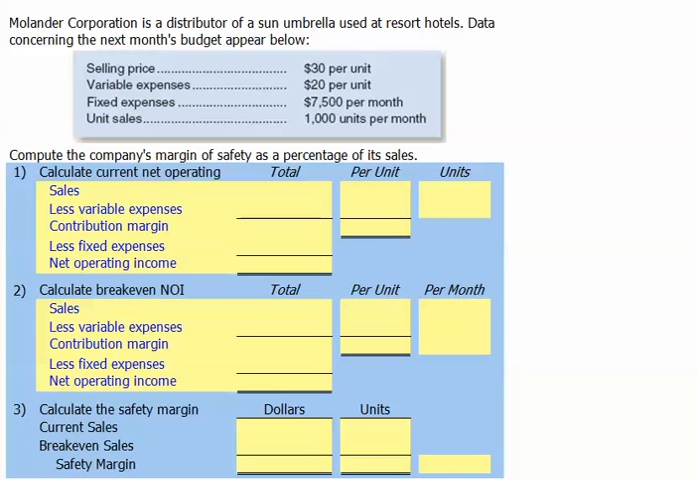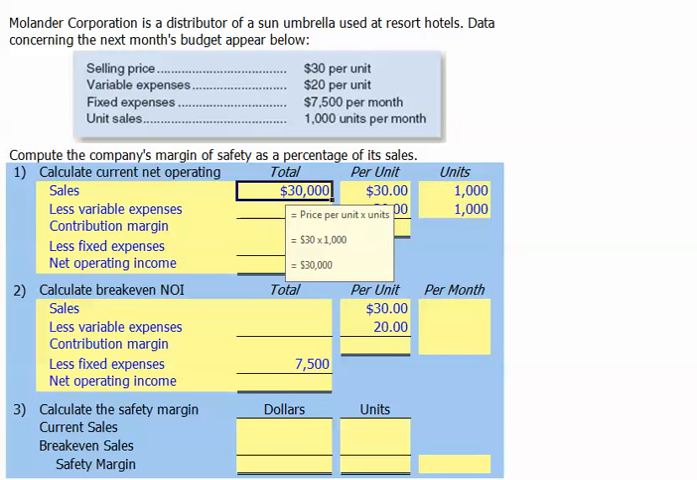In order to calculate our margin of safety, we need to know our current sales and our break-even sales. We're told that Molander's selling price per unit is $30 and our variable expense per unit is $20. And we're told that we have fixed expenses of $7,500 per month and our current sales are 1,000 units per month. Let's go ahead and calculate our current level of sales.